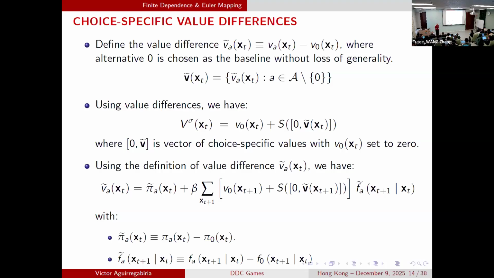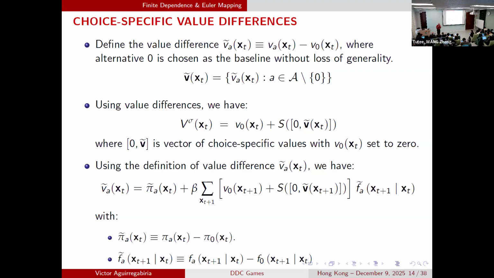Then it's going to be a fixed point mapping in the space of value difference. Remember Bob's inversion result, or the Hotz-Miller inversion theorem. We can always go from value difference into choice probabilities and vice versa. This is a one-to-one mapping. Then this mapping that I'm going to describe can be described as a mapping from value difference into value difference, or also as a mapping from choice probabilities into choice probabilities.